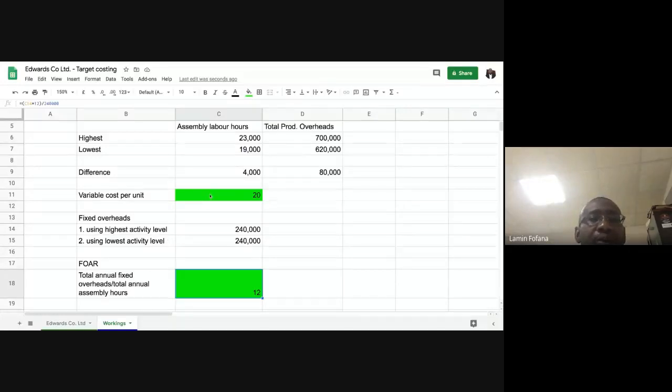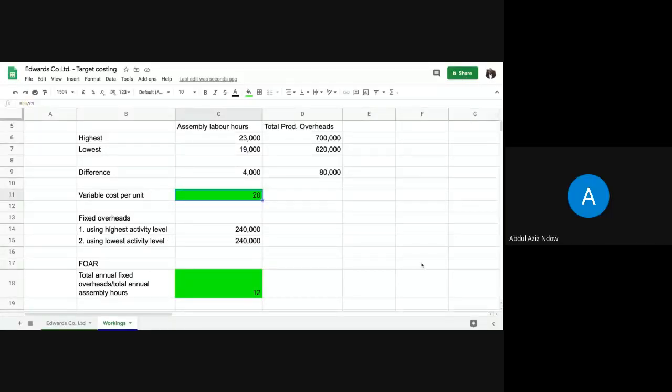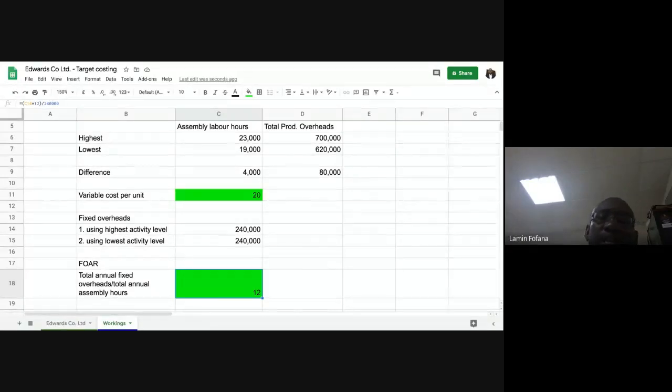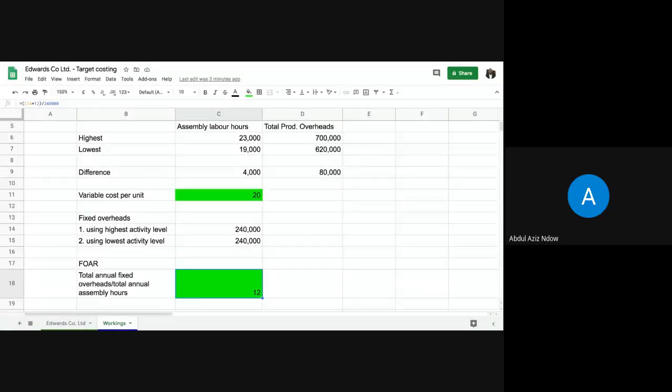Very good. So now we've calculated. Can you please click on the fixed overheads using highest activity level? Yes, I clicked it. So it's the C4, which is the 240,000. The 240,000 is the monthly fixed overhead multiplied by 12 to give you the annual fixed overhead. Then divided by the 240,000, which is the annual assembly hours. Okay? Yes, thank you.